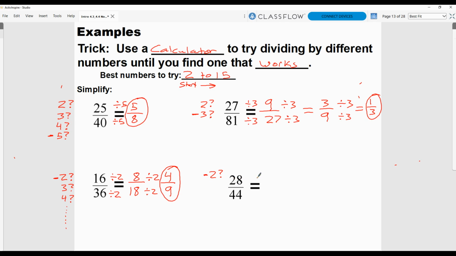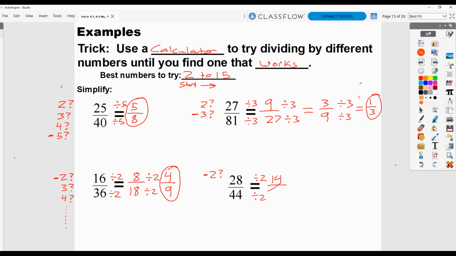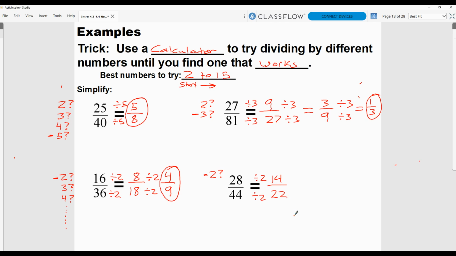Okay, so if we go with 2, all right, divide each of these by 2. That's going to get us 14 over top of 22. Okay, that's what we ended up with. Now check those numbers again. Both of these numbers I know are even, so I know they're going to get divided by 2 again. All right, if I do that, I'm going to get 7 over top of 11.